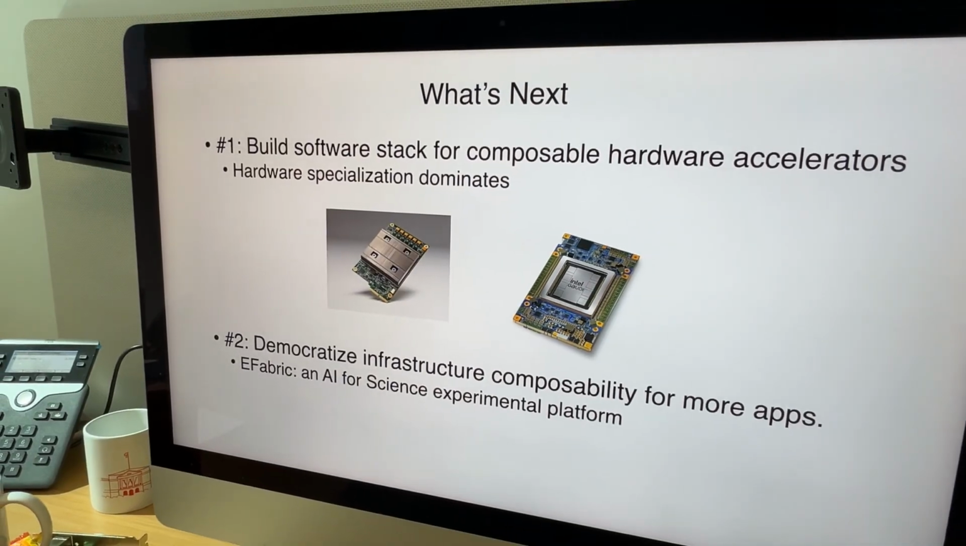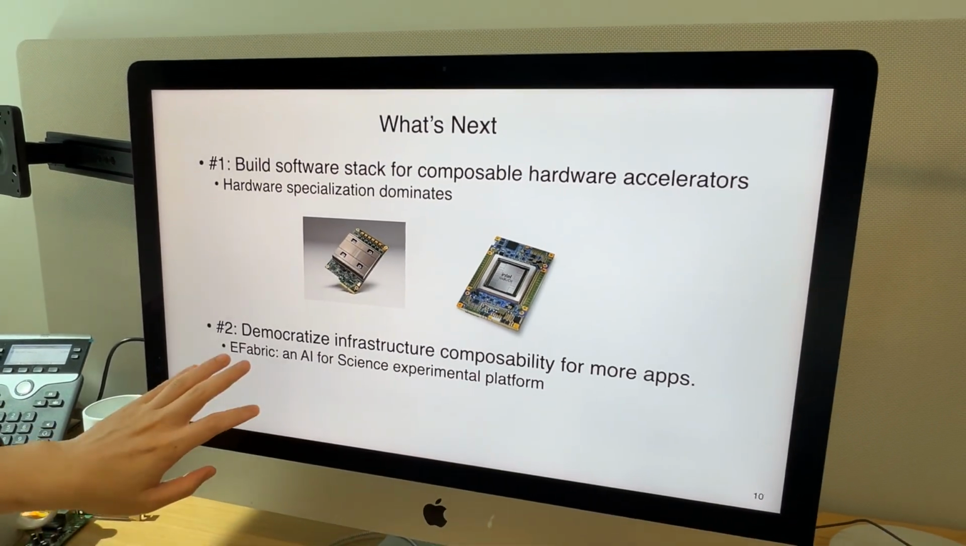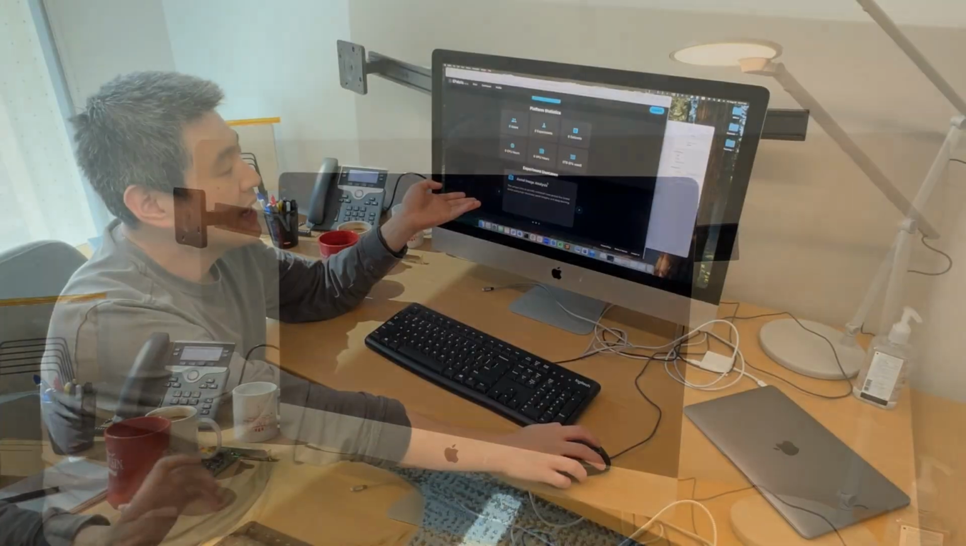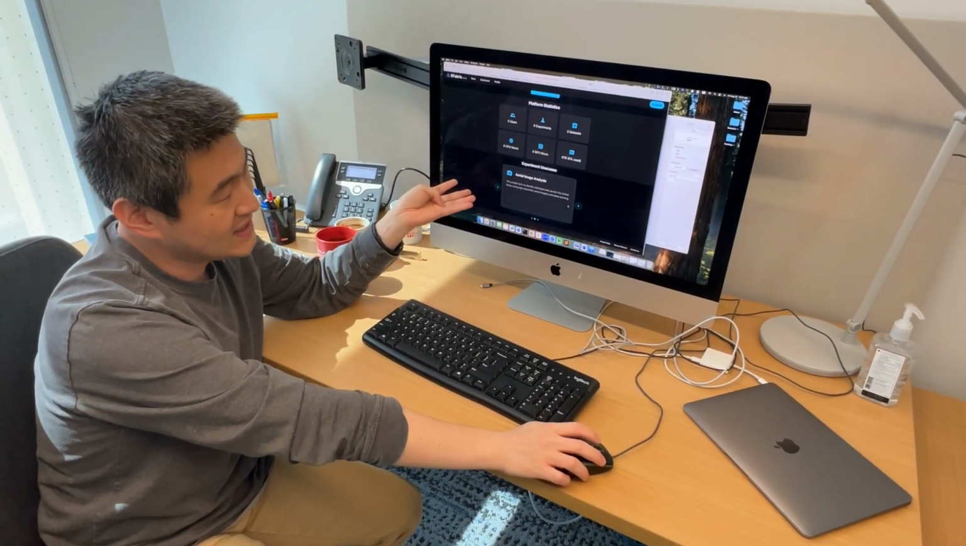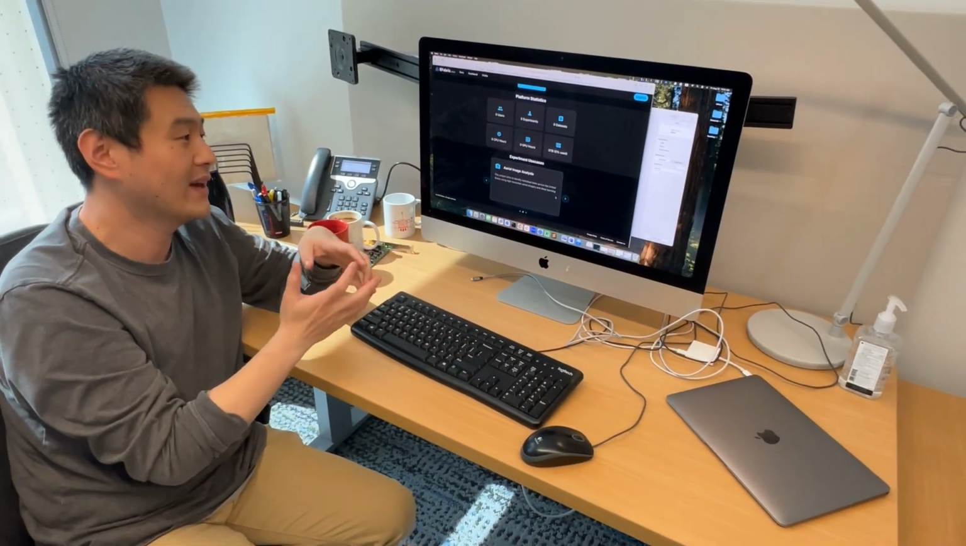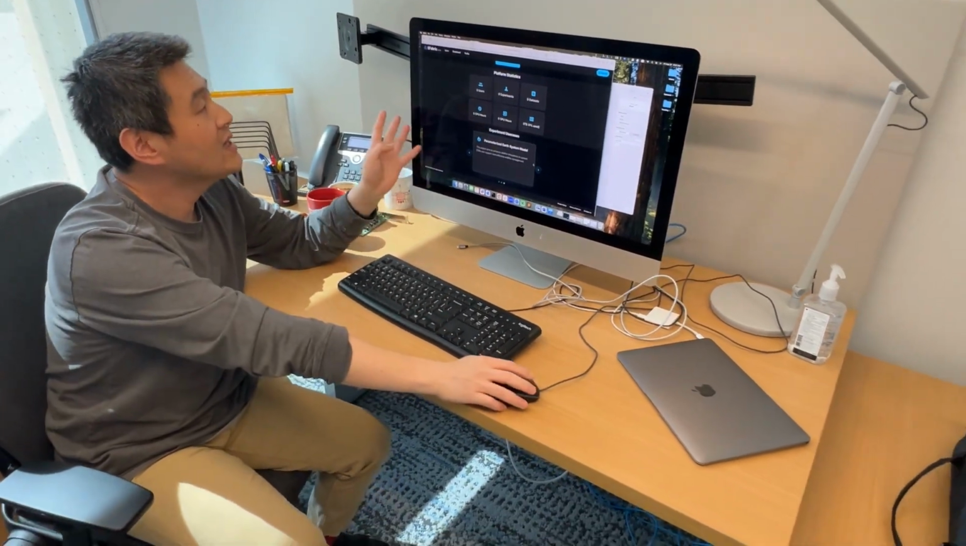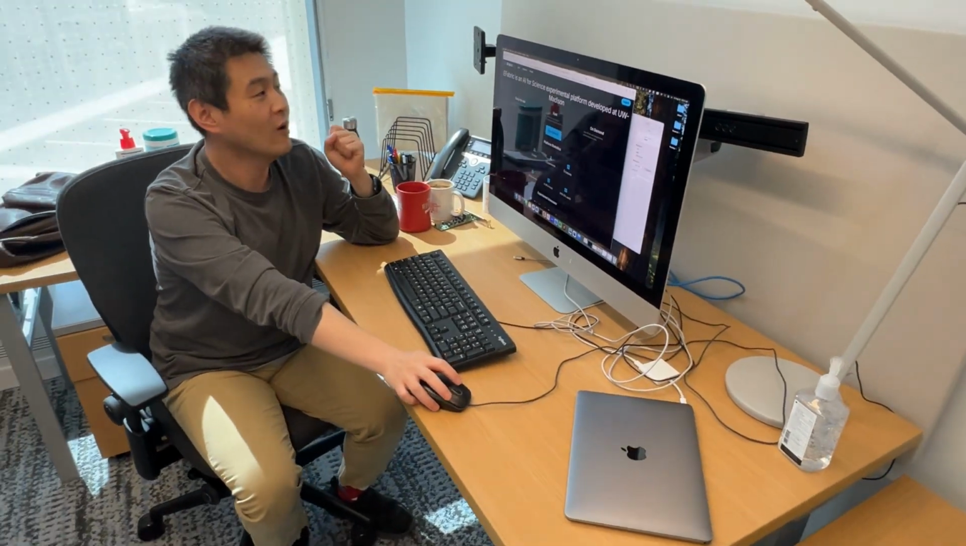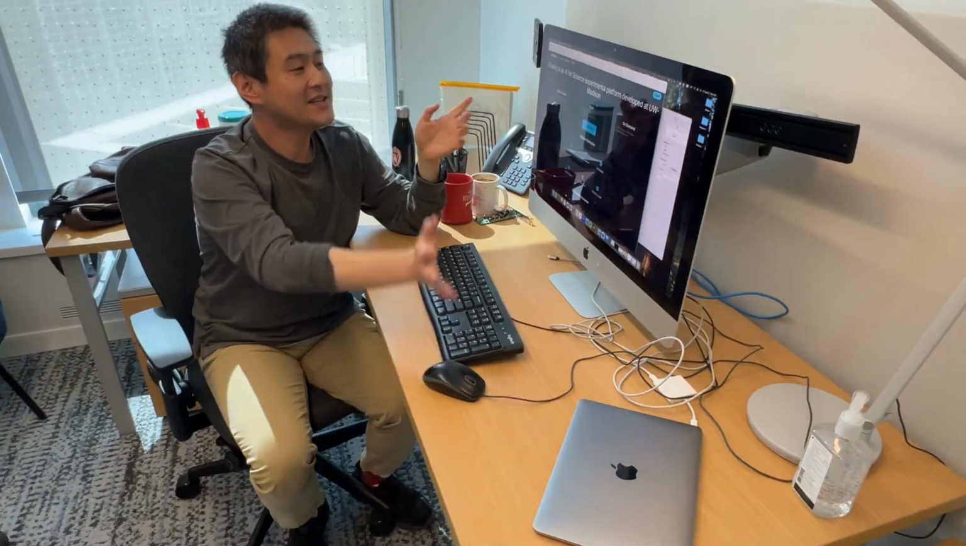The second thing is we want to democratize this infrastructure for more applications. As we said, baseband processing is one application. People are proliferating AI applications a lot. Can we also support that? And can we also think about whether this can support scientific applications? As a result, our group has built a platform called eFabric, which is a platform based on this kind of technology and provides computing resources for many other domain scientists.